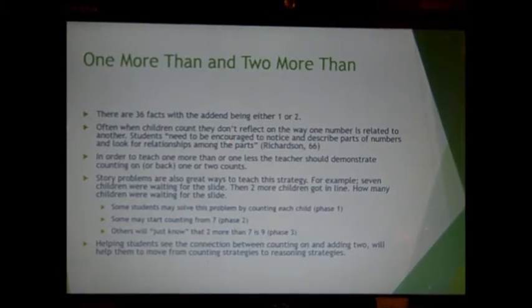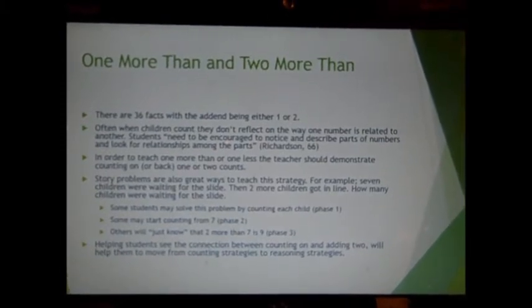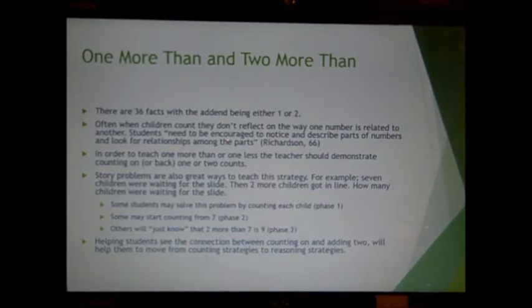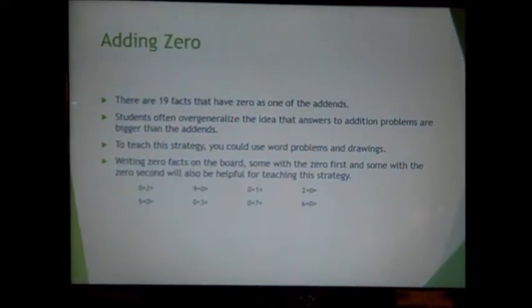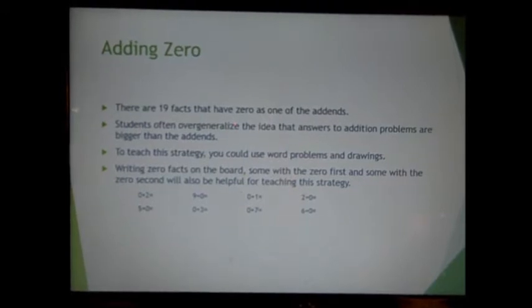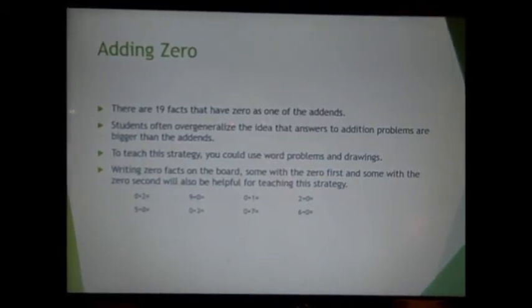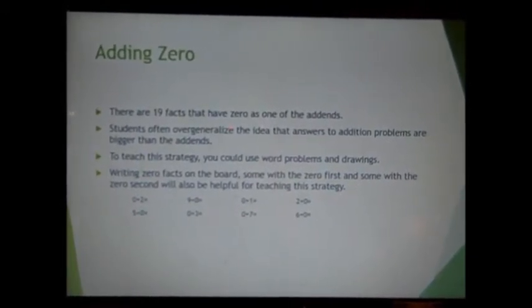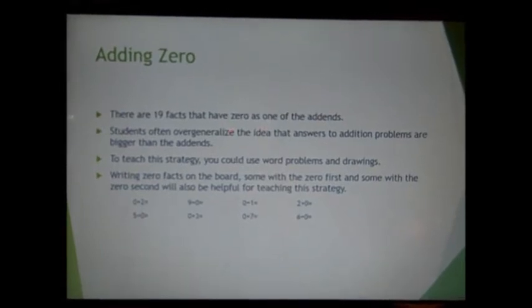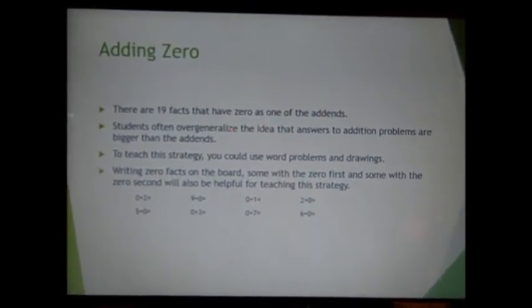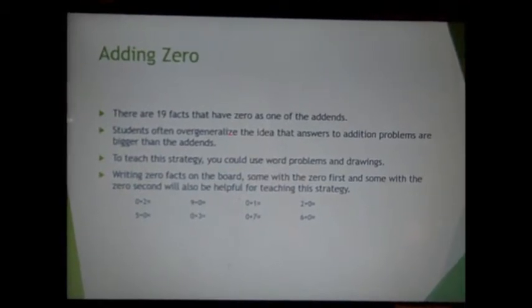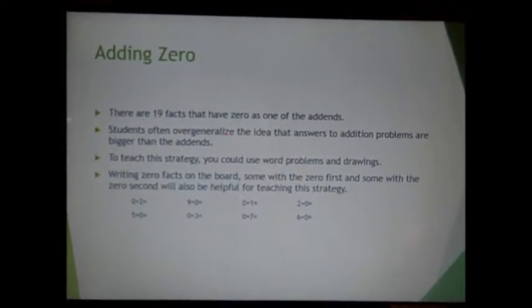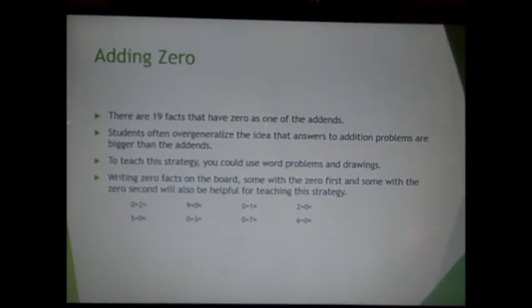Helping students to see the connections between counting on and adding to will help them to move from counting strategies to reasoning strategies. The strategy of adding 0. There are 19 facts that have zeros as one of the add-ins. Students often overgeneralize the idea that answers to addition problems are bigger than the add-ins. To teach this strategy, you could use word problems and drawings. Writing 0 facts on the boards, some with 0 first and some with the 0 second, will also be helpful for teaching this strategy.